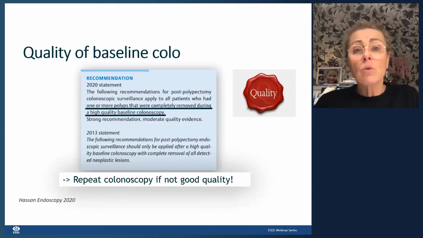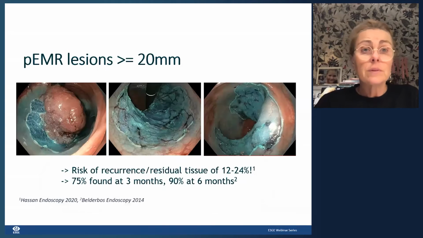So first, the quality of baseline colonoscopy. I told you why it's important, and we said, well, that's really where we start. If the quality of the colonoscopy was not good, the patient should not enter the surveillance scheme as I showed you just now. Repeat it if it's not good enough.